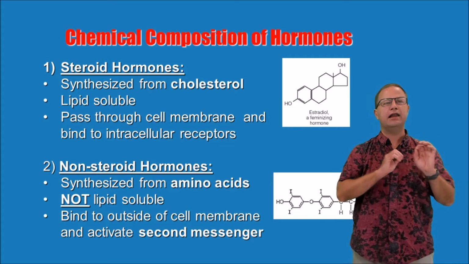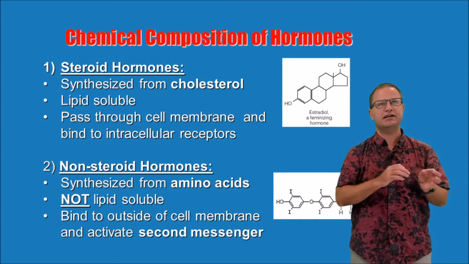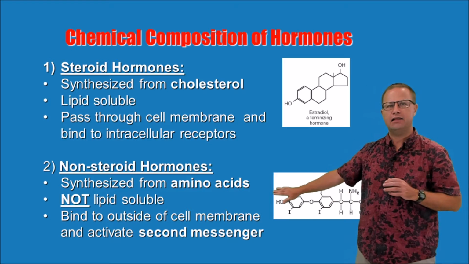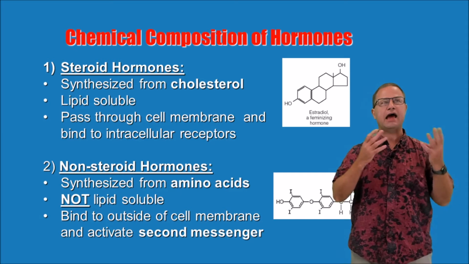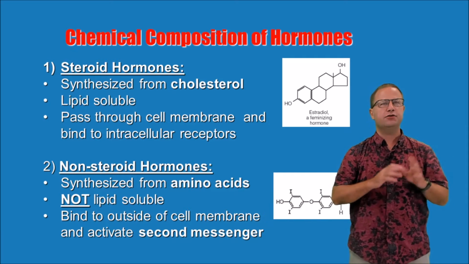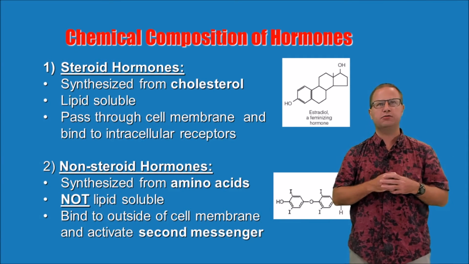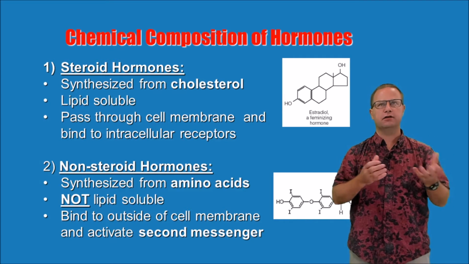On the other hand, non-steroid hormones are usually synthesized from amino acids. They are not lipid soluble, so they have to bind to their target tissues in different ways, and they activate something called a second messenger. So examples of non-steroid hormones would be insulin. Insulin is a hormone secreted by the pancreas, which regulates blood glucose.